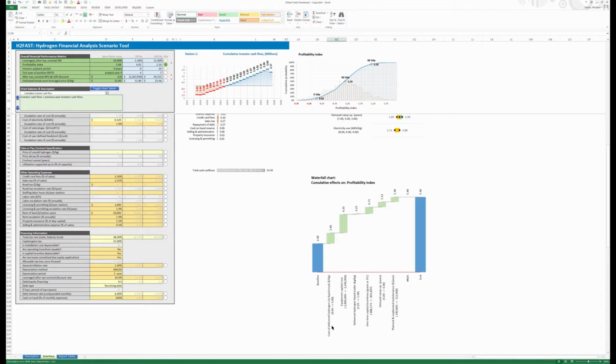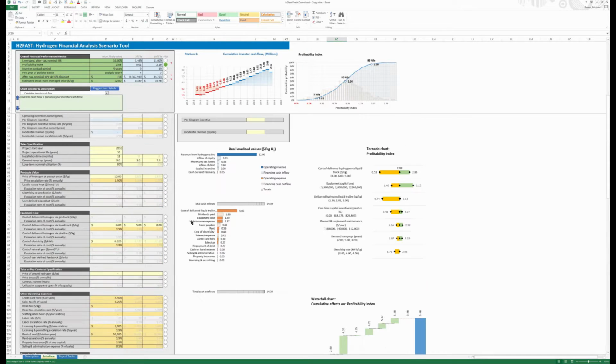So for example, if your cost of delivered hydrogen is the most favorable and capital cost was the most favorable, or lowest capital cost. Basically, if all the stars align, what is the best possible outcome? In this scenario, we would have a 5.48 profitability index.